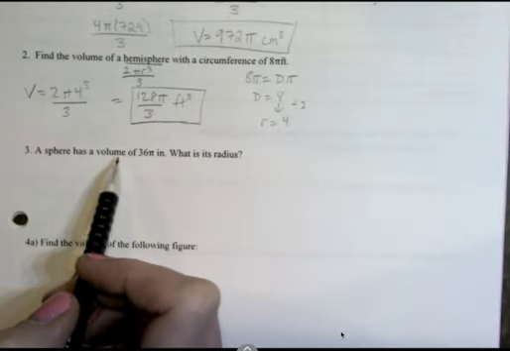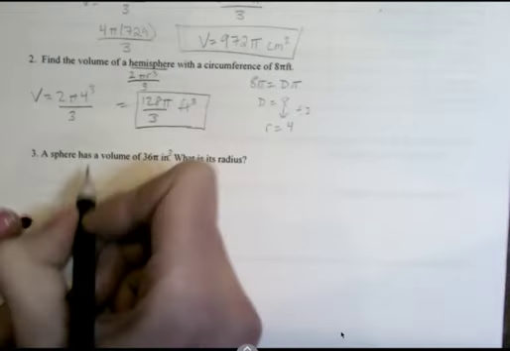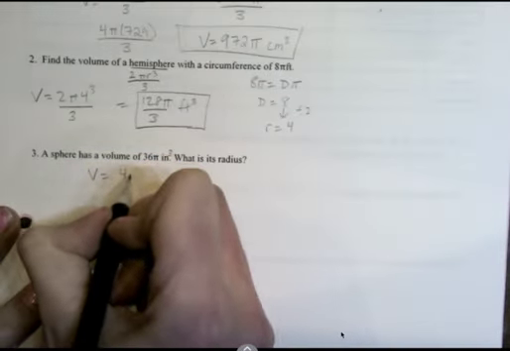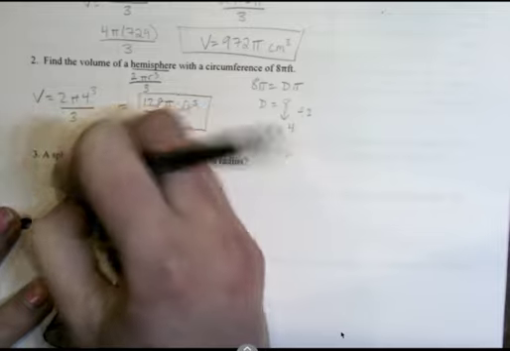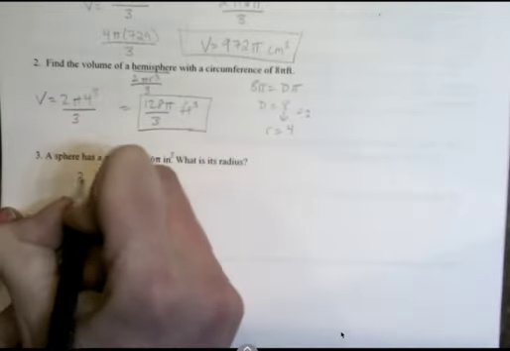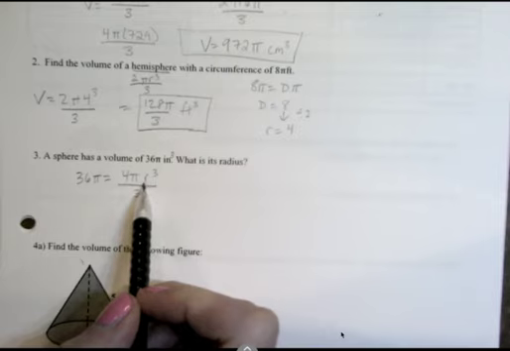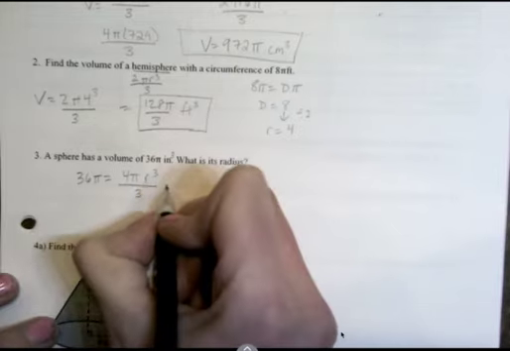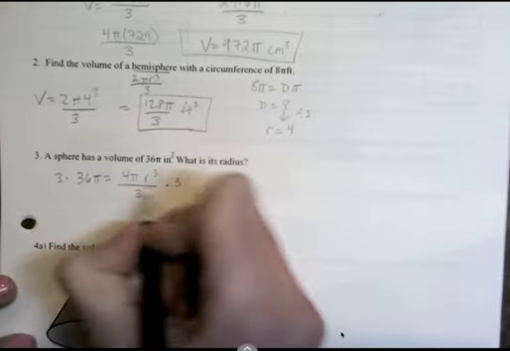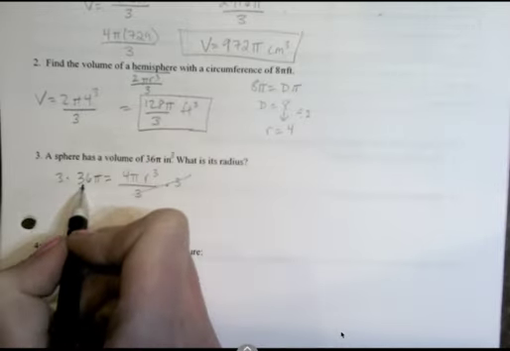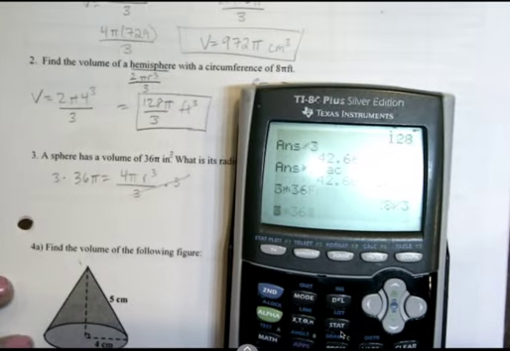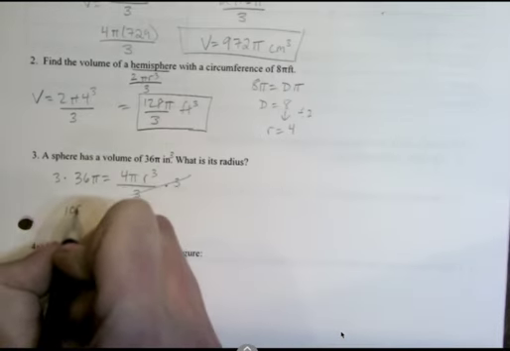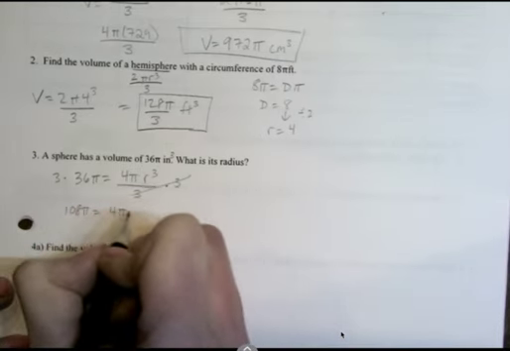Okay, this one, we have a volume of 36 pi, and that should be cubic inches. What is its radius? Remember the volume is equal to 4 pi r cubed over 3. So we're going to put in 36 pi over here. I'm trying to get r by itself, so I'm going to get rid of this dividing by 3 first. I'm going to multiply both sides by 3. 3 times 36 is 108. So we got 108 pi equals 4 pi r cubed.